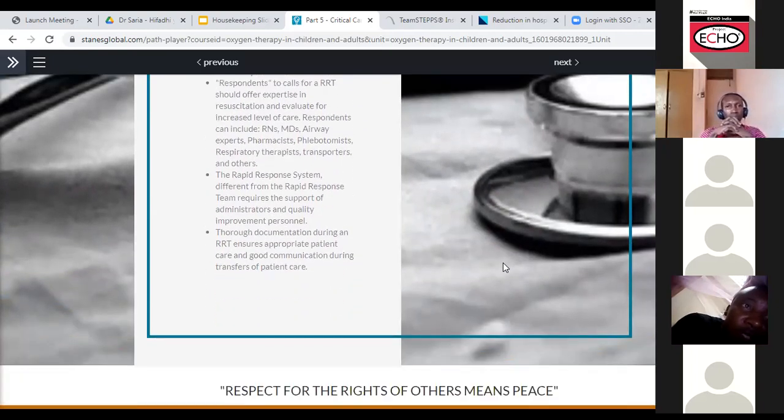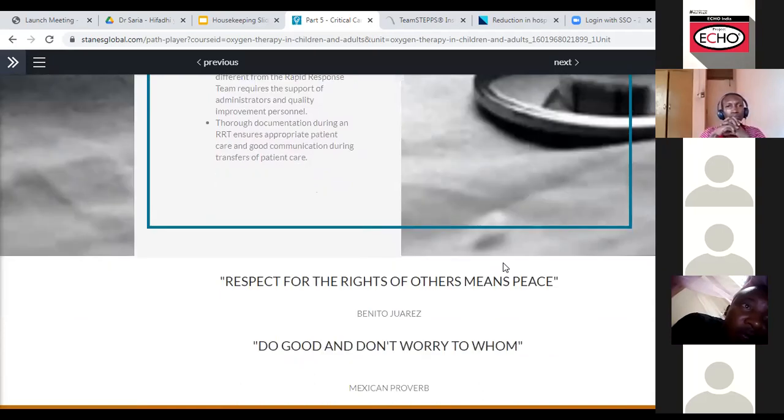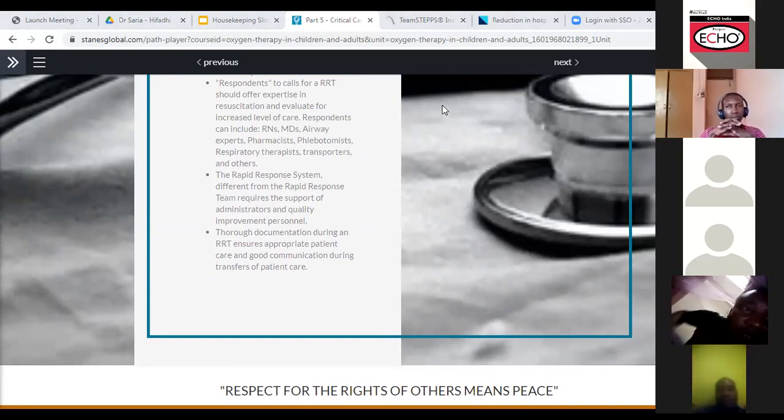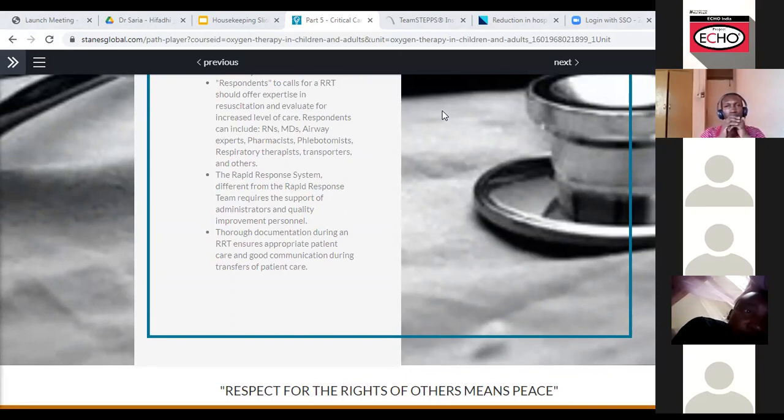There's one point here: thorough documentation while providing care to critically ill patients is very important, because we need to know what the patient went through, when you provided what, and who provided those things. So documentation is part and parcel of critical care services, because our services go on with time, and there's no time delay in the provision of critical care services.